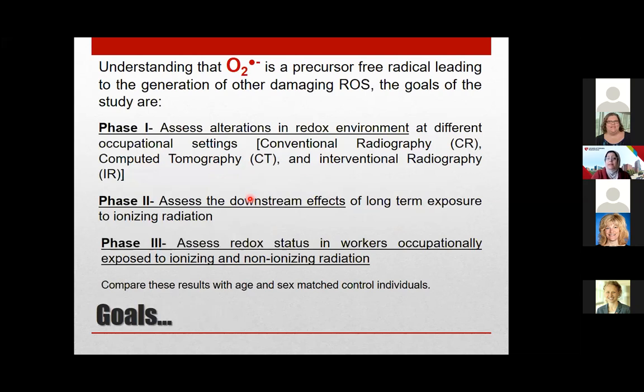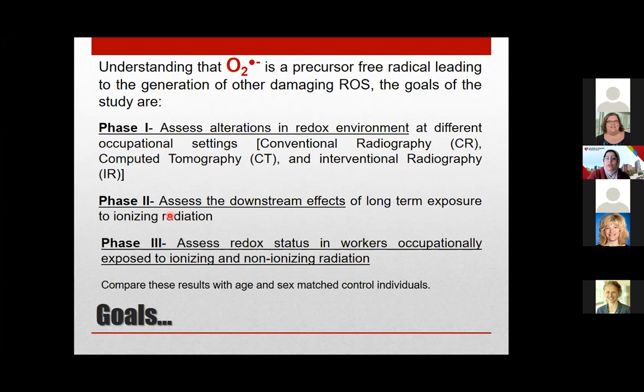Now, understanding that superoxide is a precursor free radical leading to the generation of other damaging ROS species, the goal of our study has been divided into three phases. In phase 1, we want to assess the alterations in the redox environment at different occupational settings. In this phase, we chose workers who work with diagnostic radiography at different occupational settings, such as conventional radiography, computed tomography, and interventional radiography.